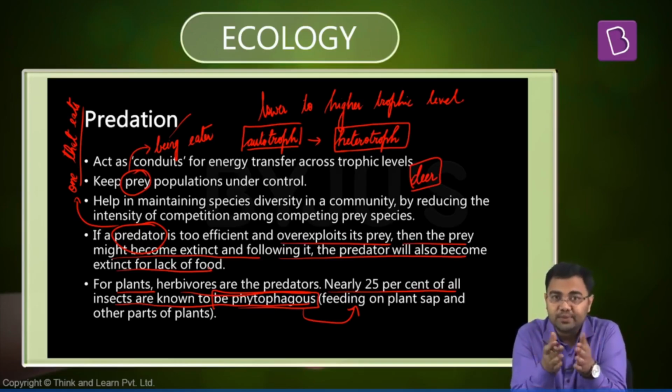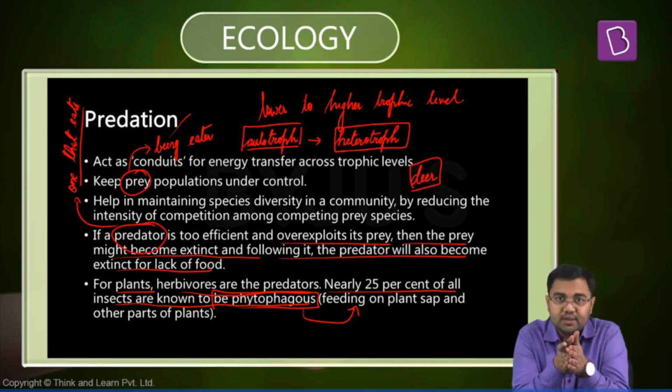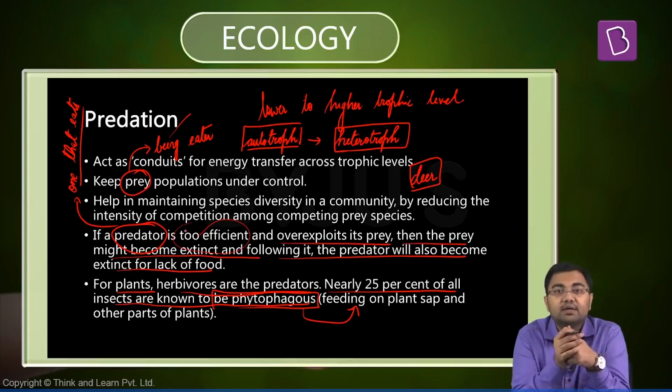So what will happen? If the predator is much more efficient than it should be, or than what nature allows it to be, then it would finish off all the prey that exists there. Once it does, it would not have food for itself. And once it does not have food for itself, it would also not survive. This is what would happen if the predator is over-efficient.